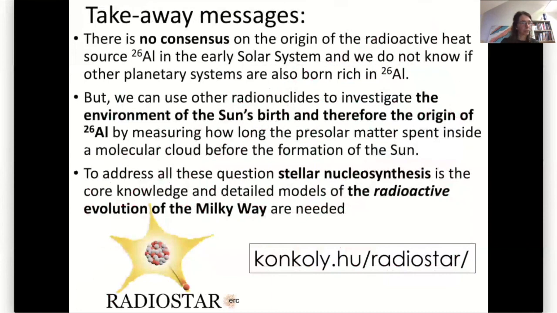And so, as a quick takeaway message, I hope I convinced you that we still don't know the origin of aluminum-26 in the early solar system. I am trying to use independent constraints from other radioactive nuclei to understand the environment of the sun's birth. And we need stellar nucleosynthesis and the evolution of the Milky Way galaxy. We need to understand them properly if we want to understand these questions. And I just want to say that the aluminum-26, if it came from the surroundings, was a gift and not a threat for the solar system, because it helps us to make the Earth.